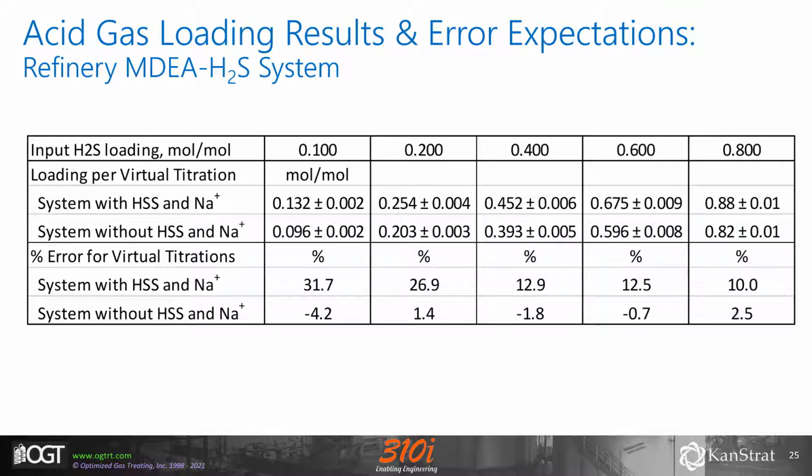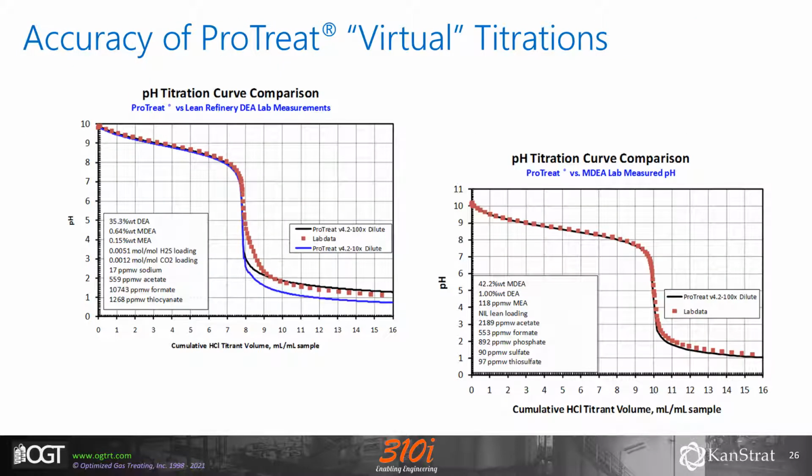If you don't have other ionic contaminants, you're within plus or minus 4 or 5%. The heat-stable salt-laden systems show a lot more error because of the other things that interfere with the titration curve. In order to do this error analysis work, we had to establish the actual accuracy of the virtual titrations. We have real titration curves shown by the red dots given to us by a lab refinery, with the ProTreat predictions shown as solid lines on the graph.